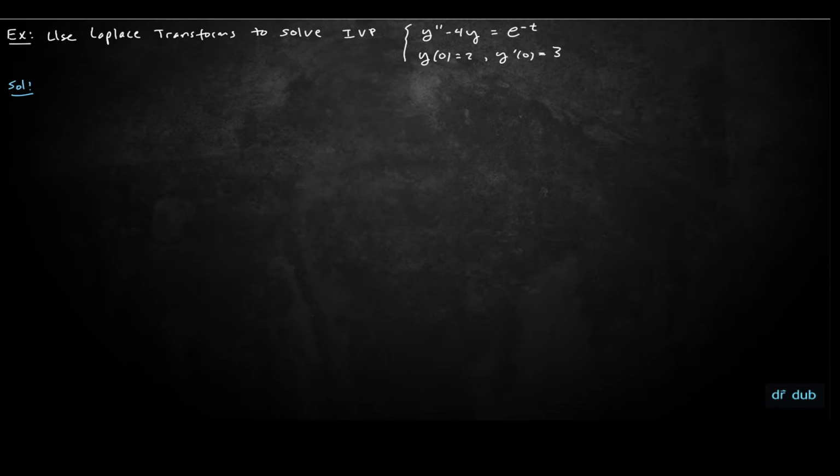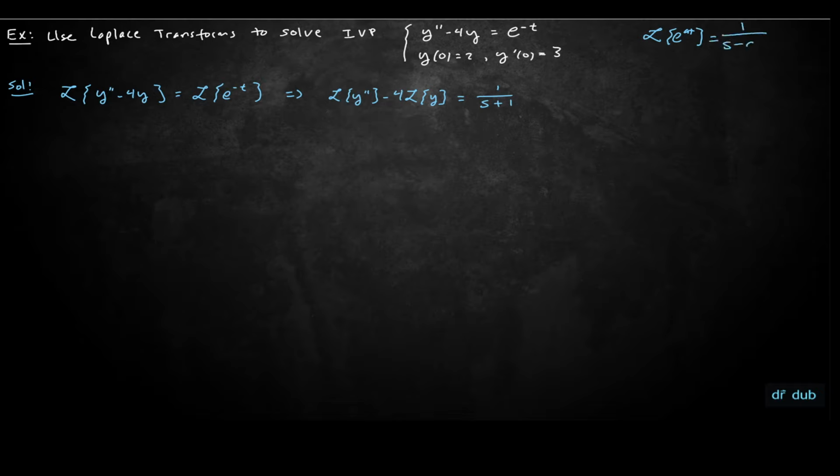So Laplace transform takes care of everything at one time. Now, what do we do? First step, take Laplace of the differential equation on both sides. So Laplace of y double prime minus 4y equals Laplace of e to the negative t. That's going to be Laplace of y double prime minus 4 times Laplace of y equals 1 over s plus 1. If you recall, Laplace of e to the at was equal to 1 over s minus a. And here we have a is negative 1, basically.